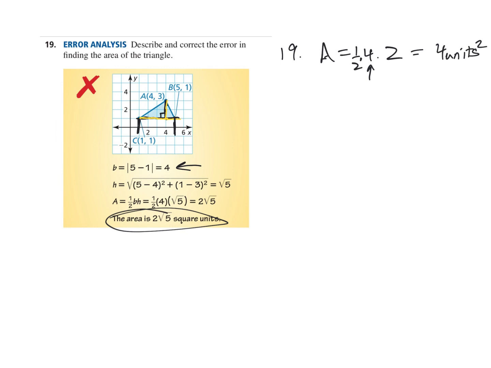Now the height, they did 5 minus 4. They took it from B to A. They said that was the height. Well, the height has to be attached to the base at 90 degrees. So that's what they did wrong. All right, and we figured the actual answer out.